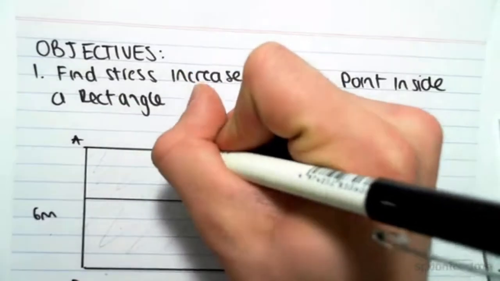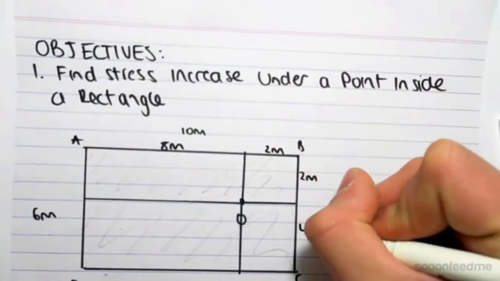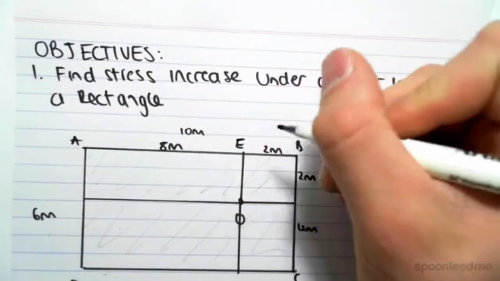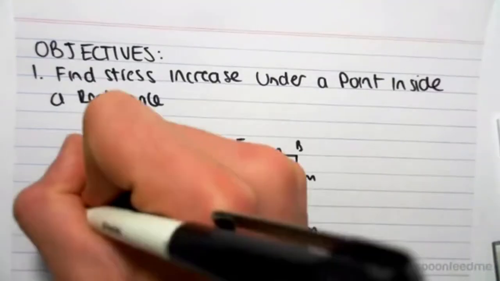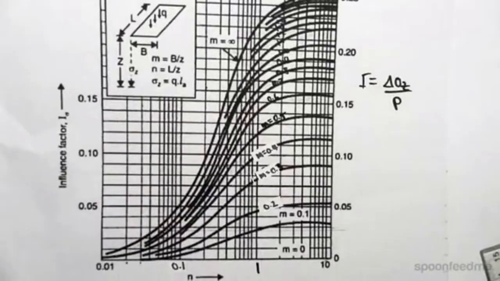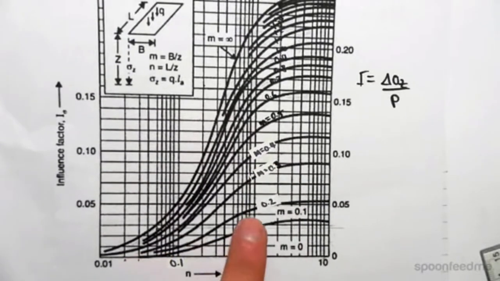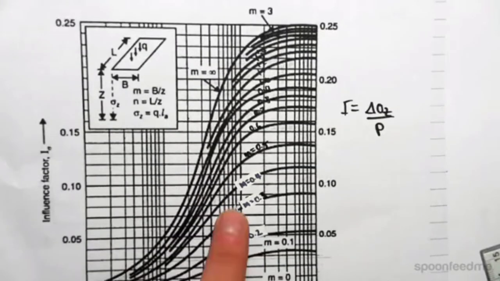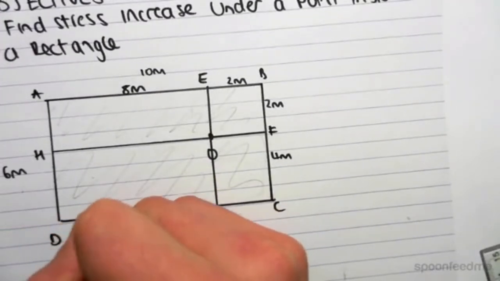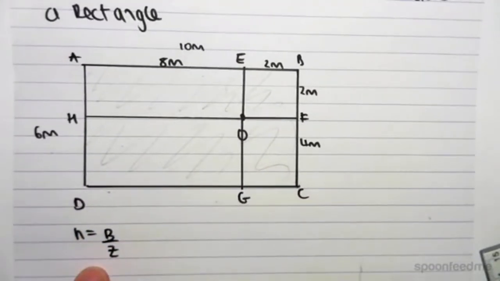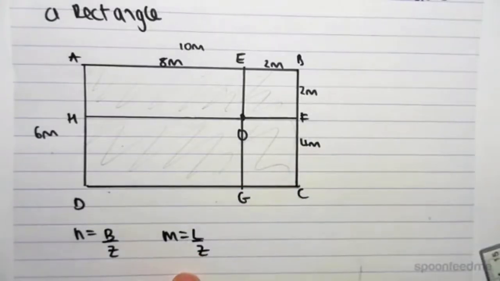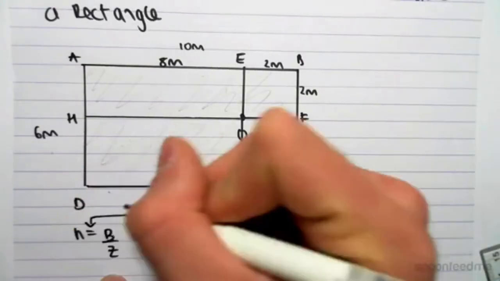Let's say that this is now 8 meters, 2 meters, 2 meters, and 4 meters. And let's just give other points of definition. So let's call those points E, F, G, and H. Now, just like before, we're going to be using an influence graph. This one's a bit different, but you can see that we have values of M, N, and M, where M is on the curve and N is down here, which we're going to use to find I. So let's define these values N and M. N is equal to B on Z, which is the breadth of the rectangle divided by the depth. M is equal to L on Z, where L is the length of the rectangle and Z is the depth.